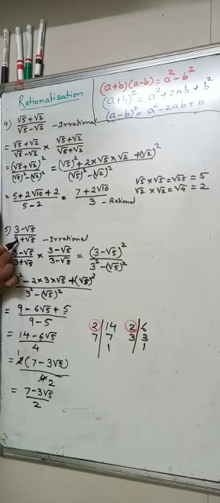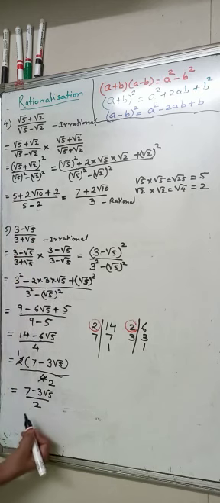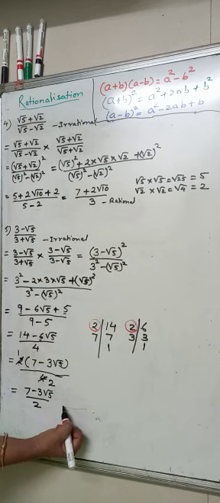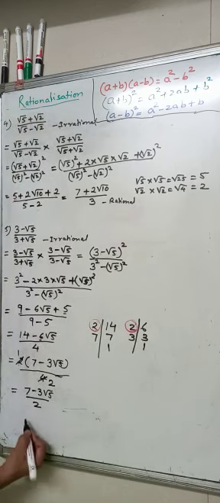So an irrational denominator is converted into a rational denominator by rationalization. Thank you.